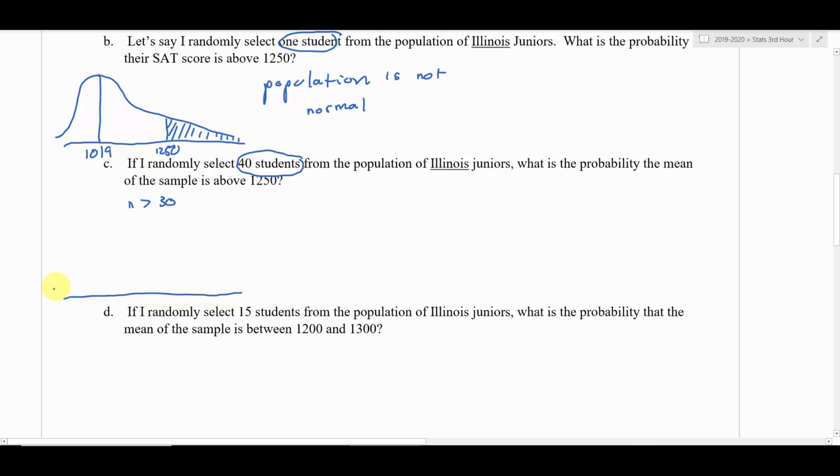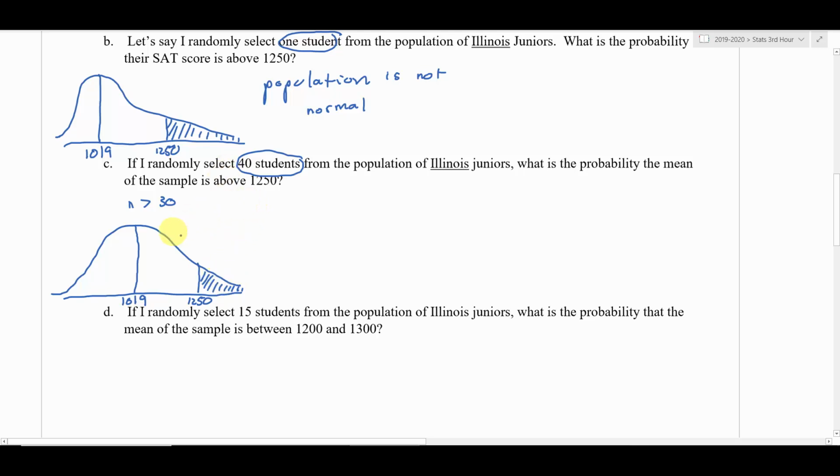So I'm going to draw the sampling distribution. I'm going to draw a nice normal curve here. I'm going to mark the center, which we know remains unchanged. So its mean is still going to be 1019. It's going to be normal. And they want the probability that the mean of the sample, right? What is the probability that this sample of 40 students is going to have a score above 1250? Right, so I can come over here and I'm going to mark 1250. And we want all the scores that are above 1250. So we want that little bit of area underneath the curve on the right.